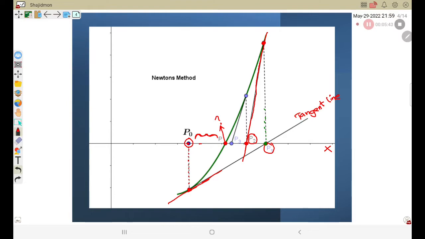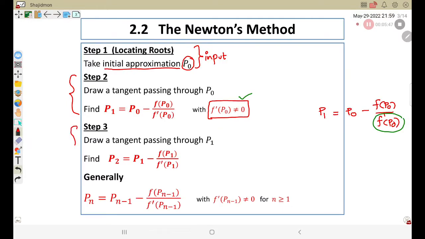Okay, p2. So how can we calculate this p2? This is step 3: draw a tangent line passing through the point p1, and find p2. As I told you just before, p2 means start with the previous number p1 minus f value at p1 divided by f dash value at p1, f dash of p1, correct? Provided that f dash of p1 should not be equal to 0. So this is the second approximation of the solution.